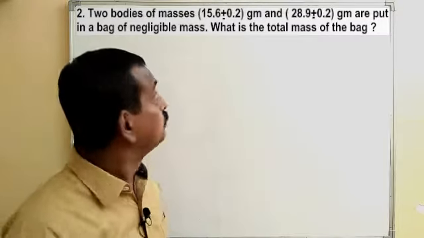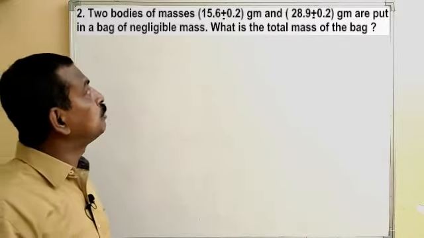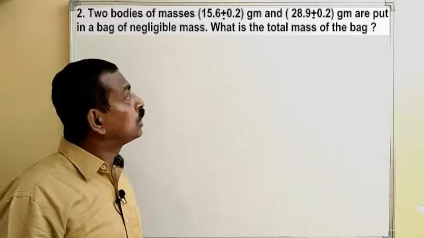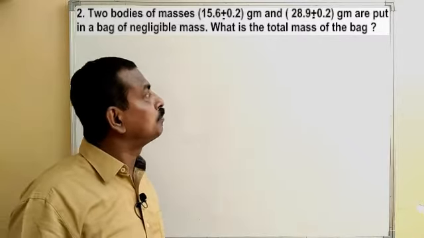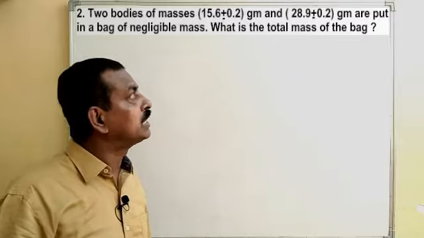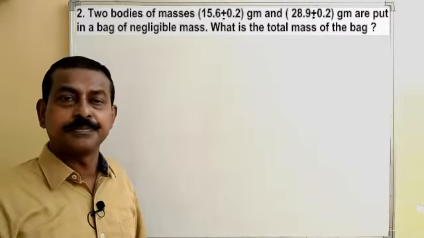Now, second question. Two bodies of masses 15.6 plus minus 0.2 gram and 28.9 plus minus 0.2 gram are put in a bag of negligible mass. What is the total mass of the bag?